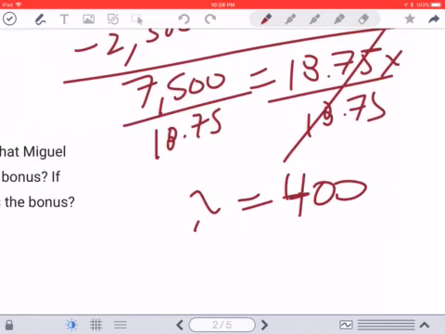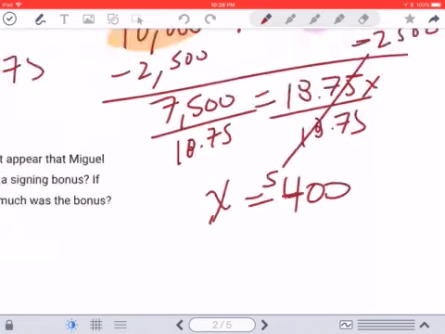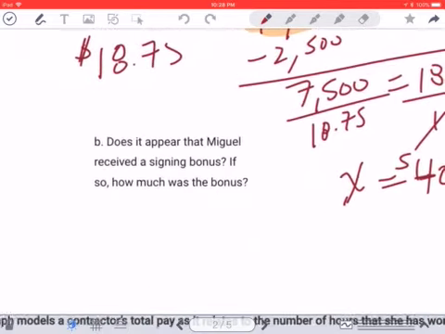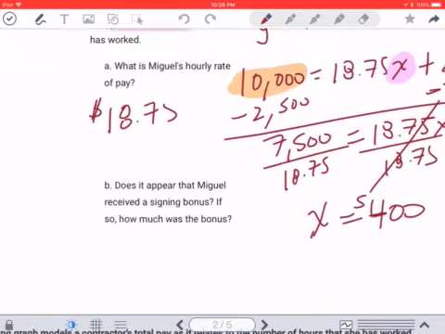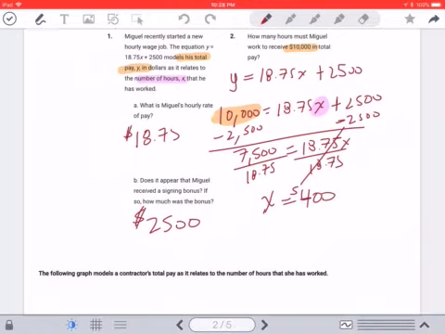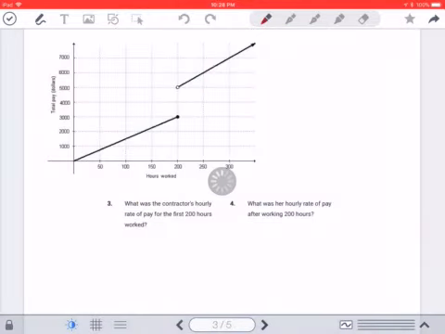Okay, there's going to be a similar problem to that in the quiz. Part B, we kind of skipped that. Does it appear that Miguel received a signing bonus? Yes. Okay, that would be the 2,500. So he got his hourly wage and he got some 2,500 there. Christmas bonus or something.